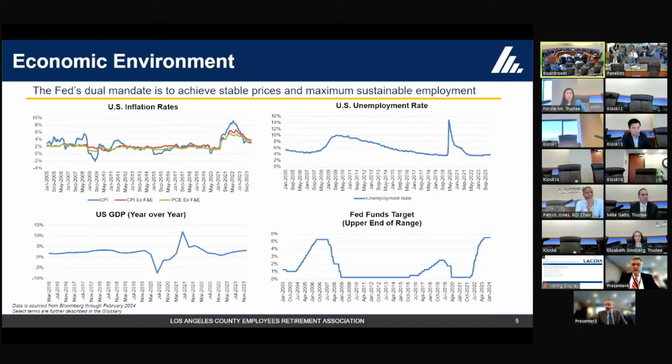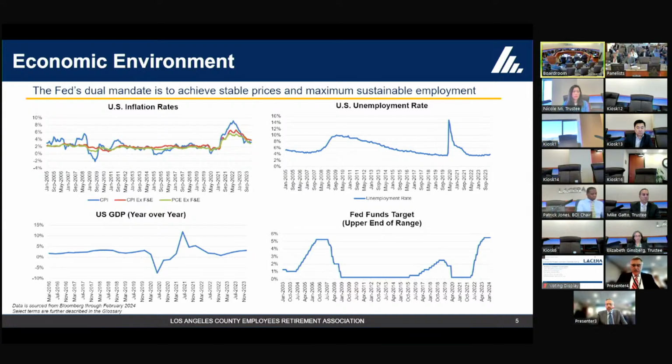On this page, we have graphs that show three key measures of the health of the US economy: inflation in the upper left, unemployment in the upper right, GDP growth in the lower left, and the graph in the lower right is the upper end of the range for the Fed funds target. As you know, the Fed's role is to stabilize the economy in response to economic and financial disturbances. And of course, the most consequential disturbance of this decade has been the COVID outbreak and its aftermath.